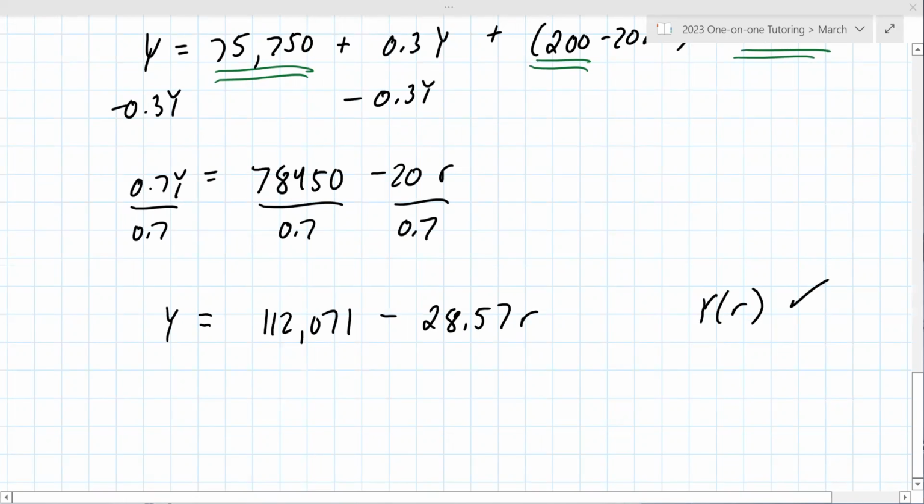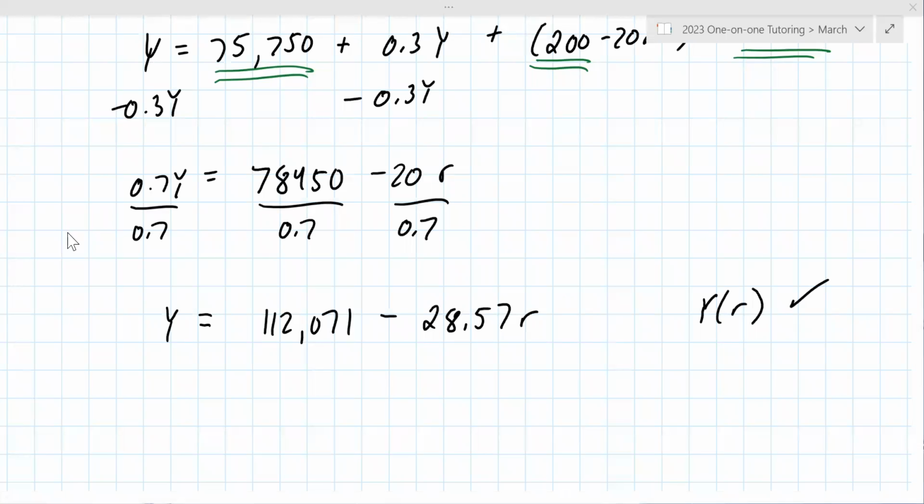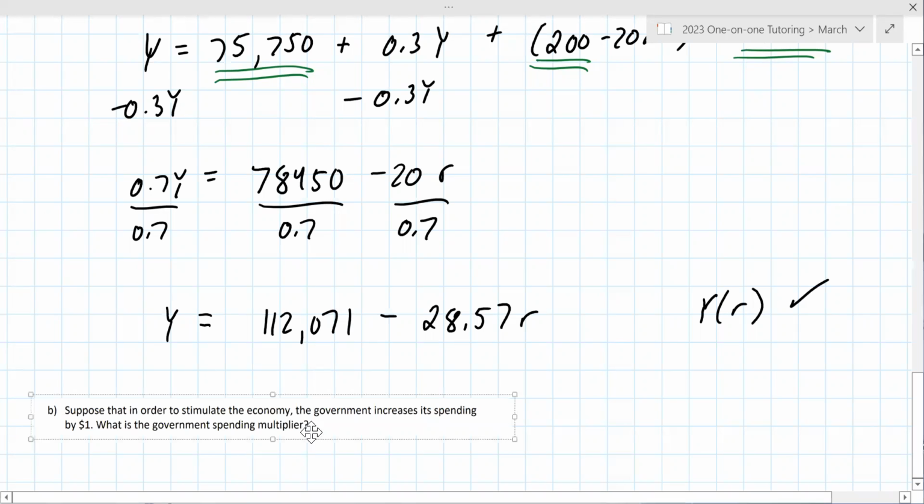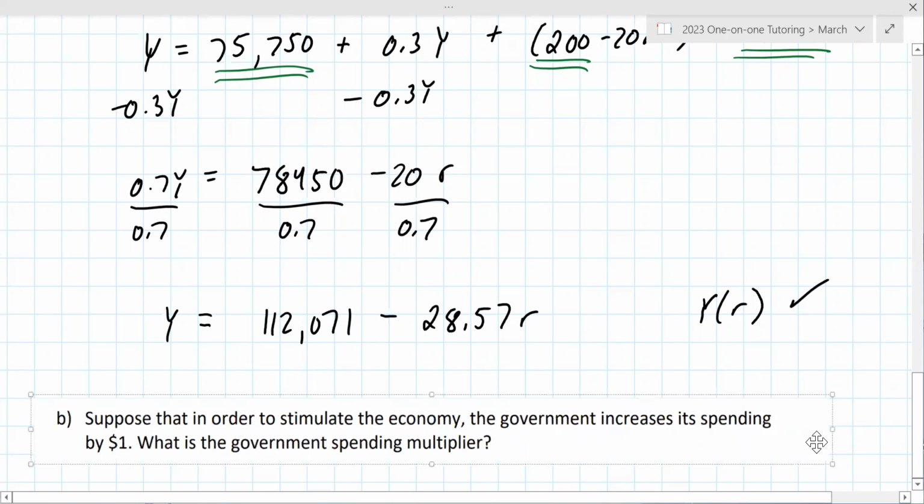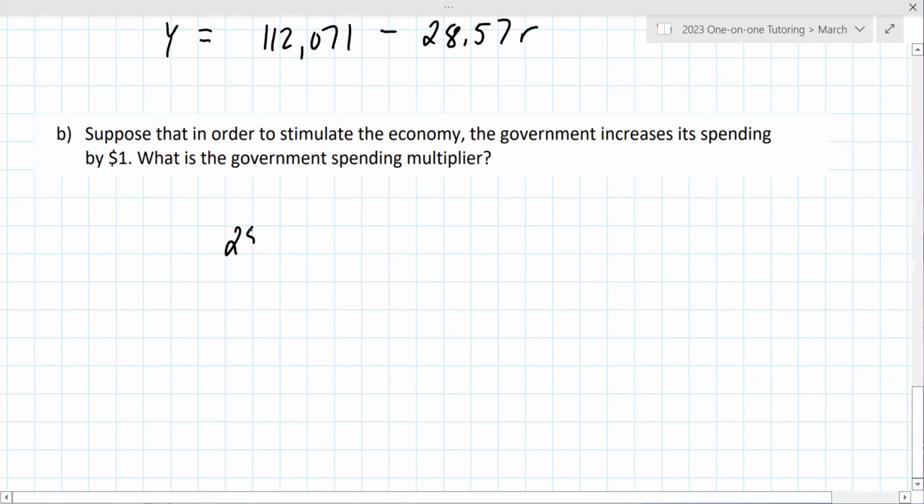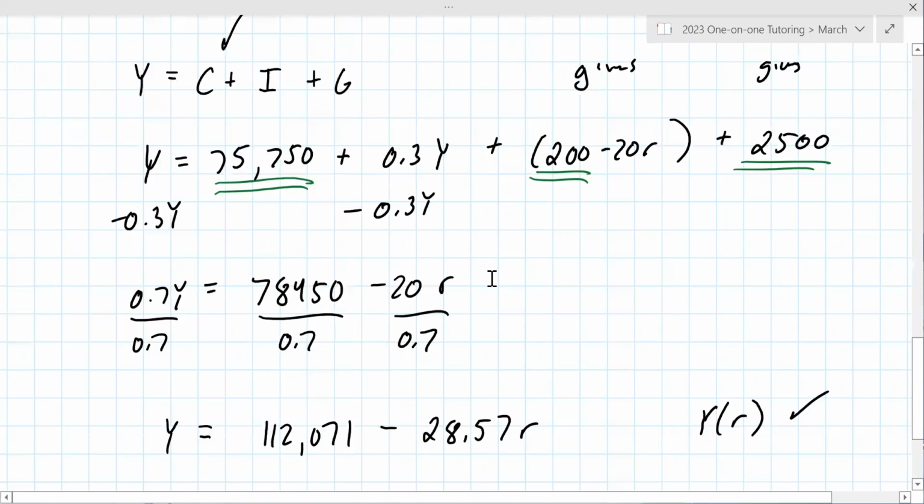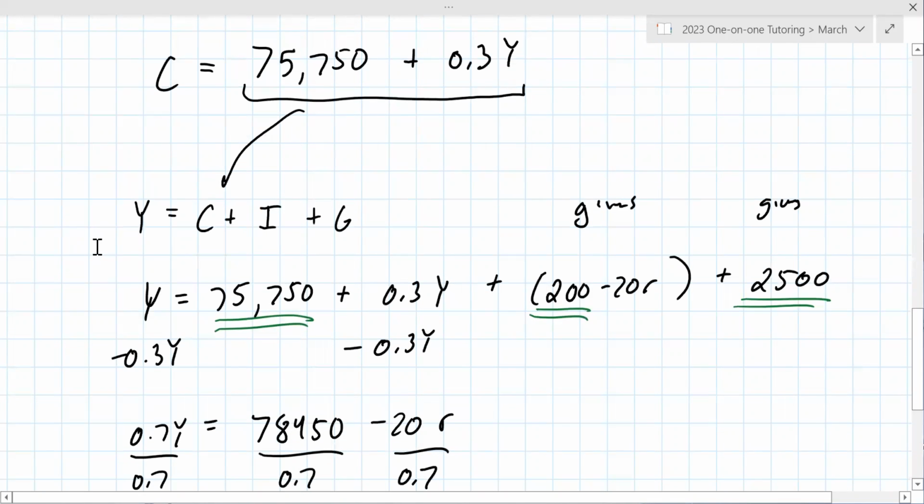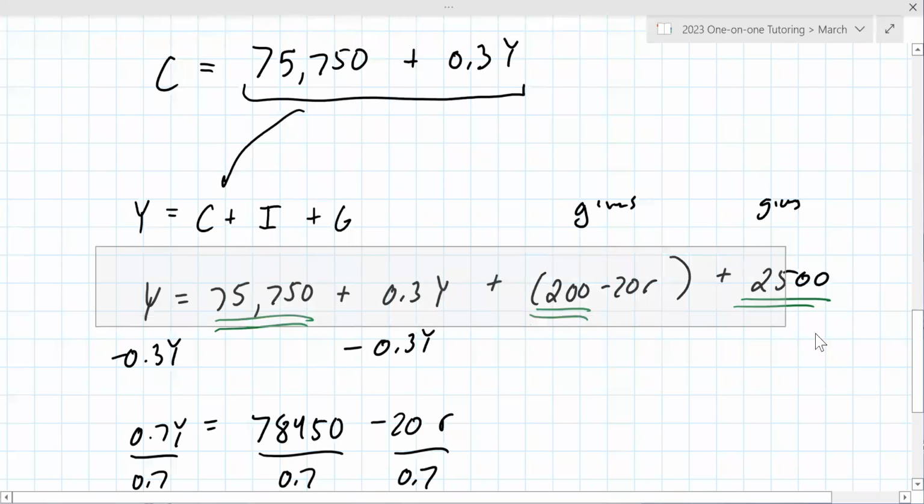New question. All right, suppose that in order to stimulate the economy, the government increases its spending by $1. So government spending goes to 2501. So G was 2,500, it goes to 2501. And the change that's made is right here, this line right here.